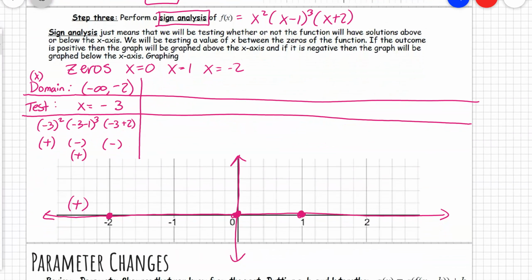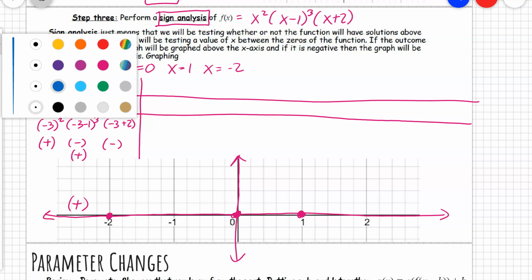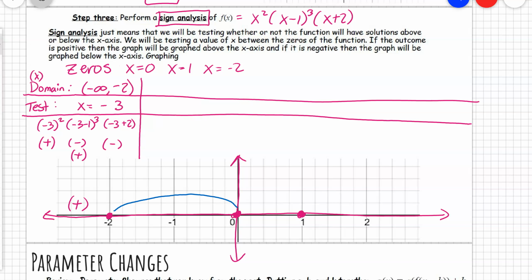All right. So for the next section, I can go ahead and change colors. That's going to be this section right here. My domain in this area can't include negative 2. I'm going to go all the way to 0, but I cannot include 0. So let's see what the negatives and positives are doing here.